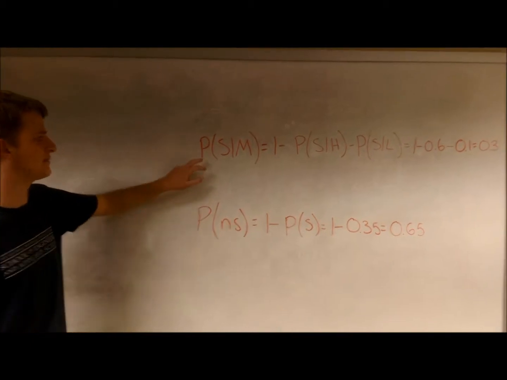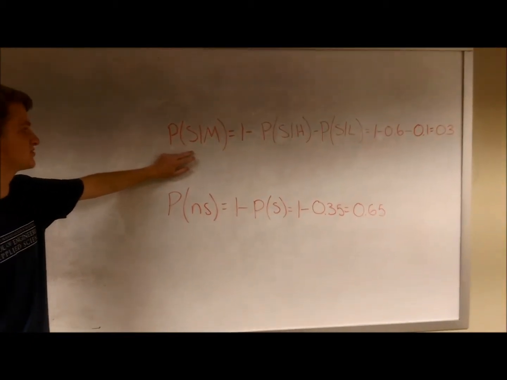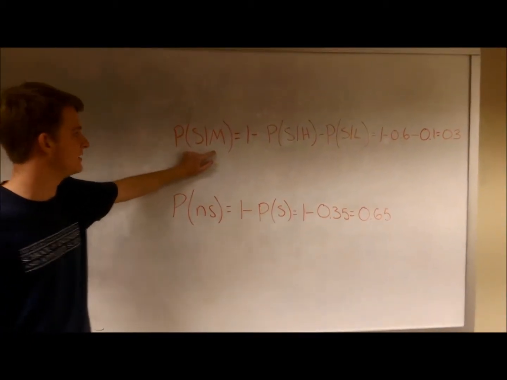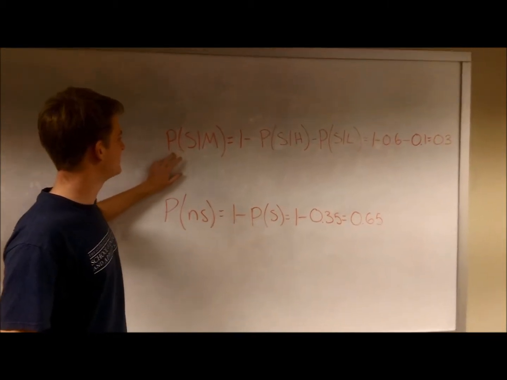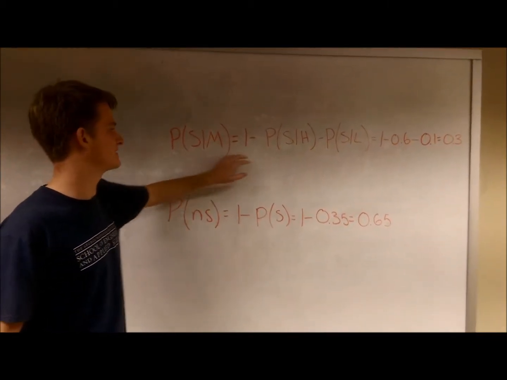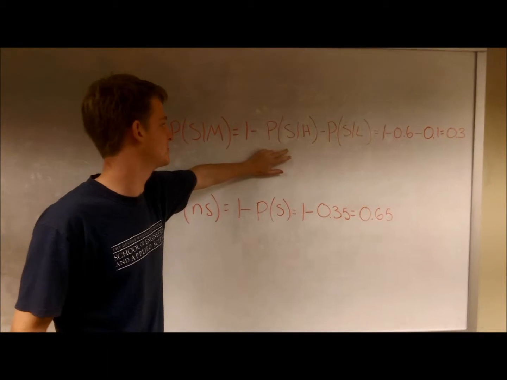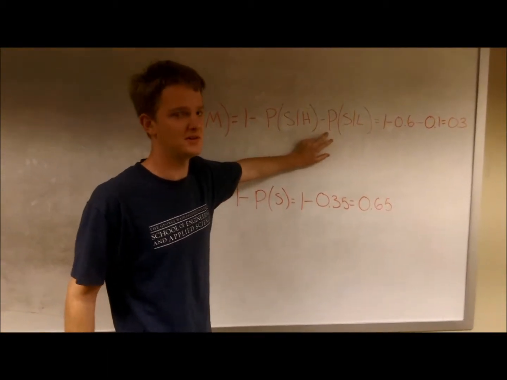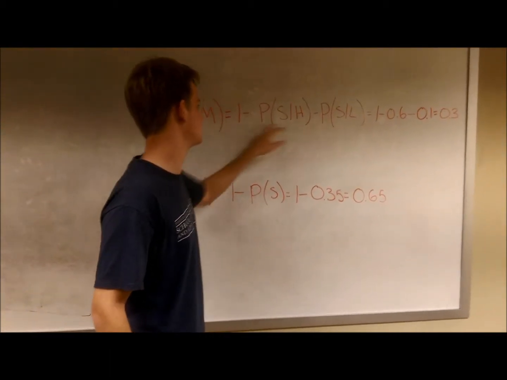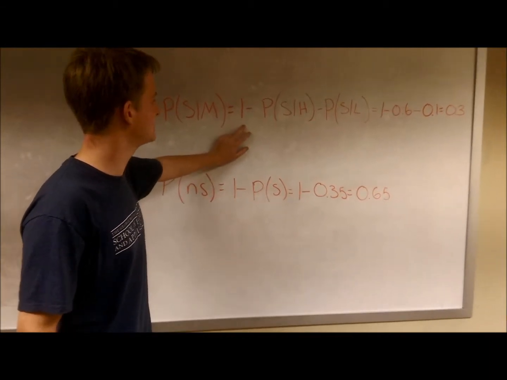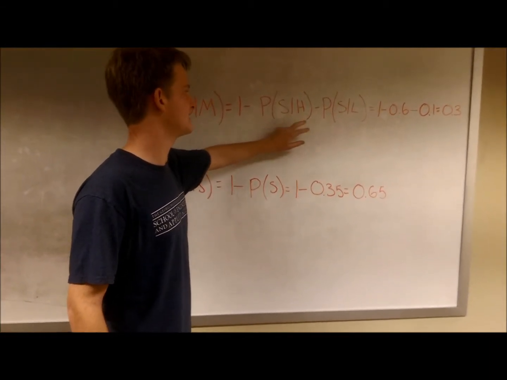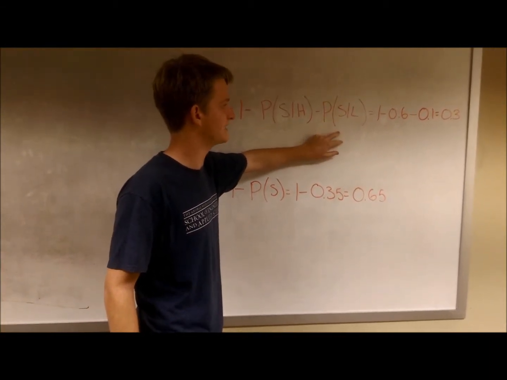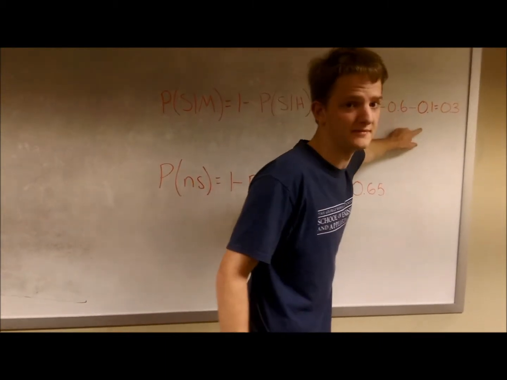Okay, so in order to find the probability that it snows enough to cancel school given a medium forecast, we know that the probability that it snows enough to cancel school given a medium forecast plus the probability that it snows enough to cancel school given a high forecast plus the probability that it snows enough to cancel school given a low forecast is equal to 1. So 1 minus the probability that it snows enough during a high forecast and the probability that it snows enough during a low forecast is equal to 0.3.